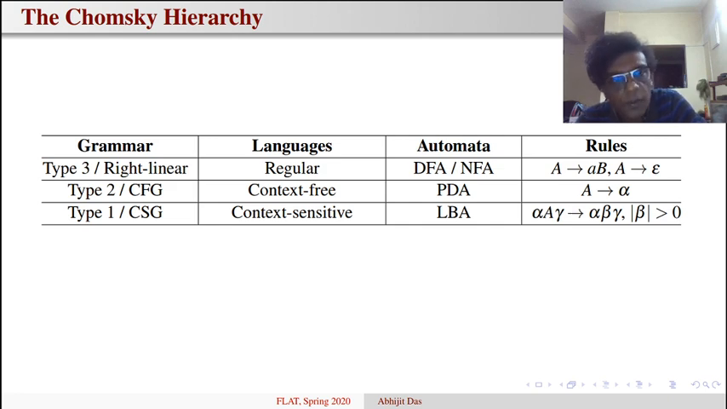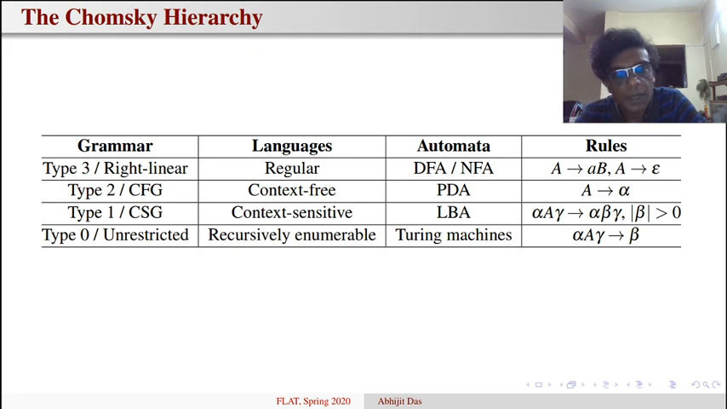Finally, we have type 0 or unrestricted grammars. They are equivalent to recursively enumerable languages, which in turn are equivalent to Turing machines. I will prove the equivalence of this and this, and here actually anything can be anything. The only restriction that I make is that this part, the left side of a production, must contain at least one non-terminal symbol, which I call A.